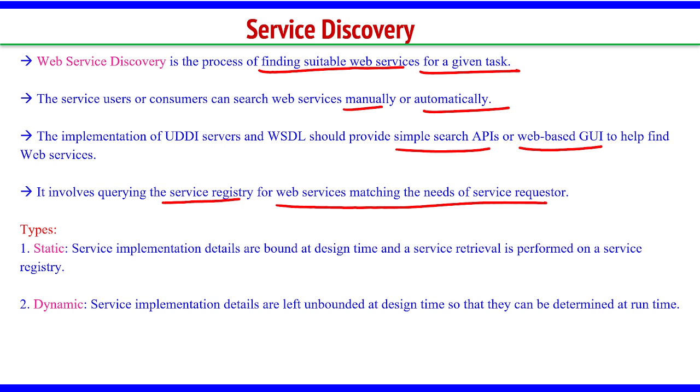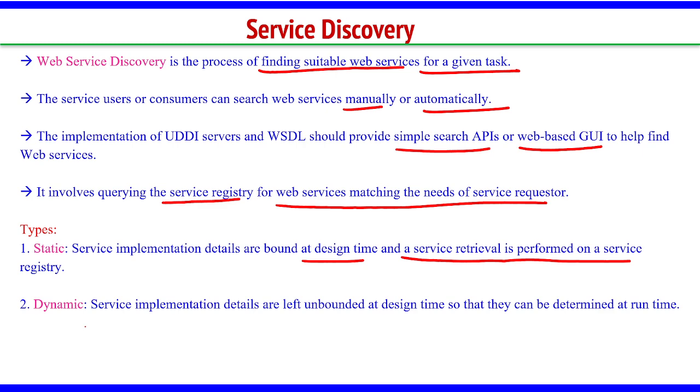You can do discovery in two different states. One is static. How? Service implementation details are bound at design time and a service retrieval is performed on a service registry. So details are bound during design time. You are nowhere telling in the web service code that any request can come to you directly. You are not putting that. You have a WSDL file which contains the information about how to hit this particular service. So the service retrieval is performed on the service registry.